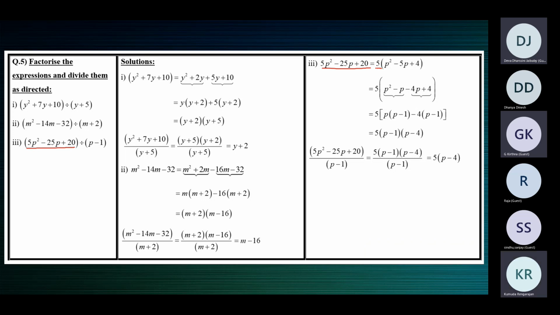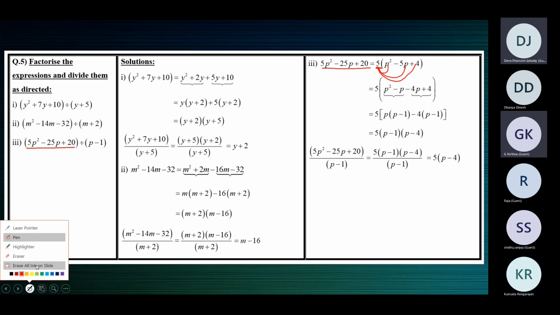So the three terms have 5 in common. Bring out the common factor 5. 5 into p square is 5p square. 5 into minus 5p is minus 25p. 5 into plus 4 is plus 20. Is that fine, children? Yes, ma'am.